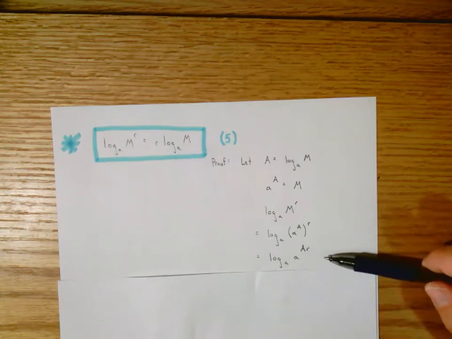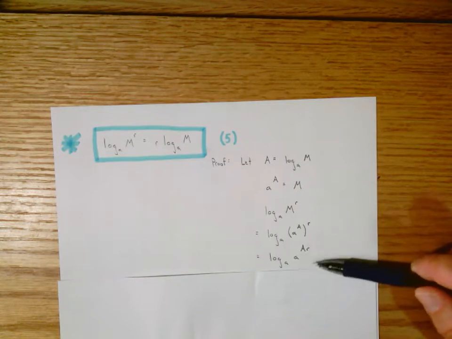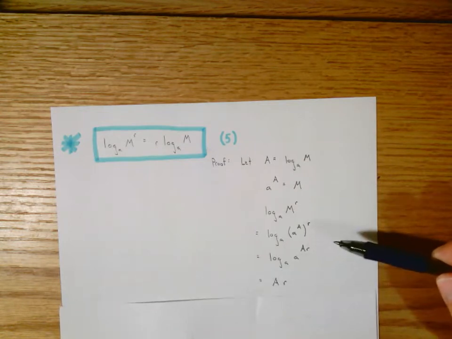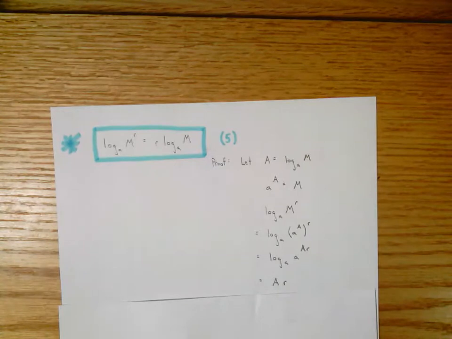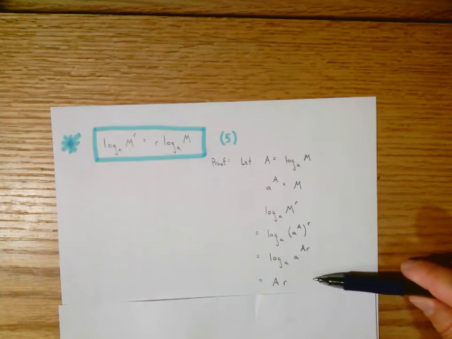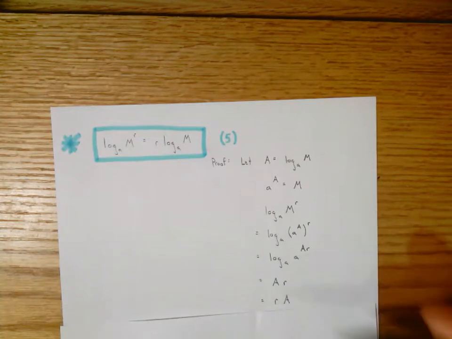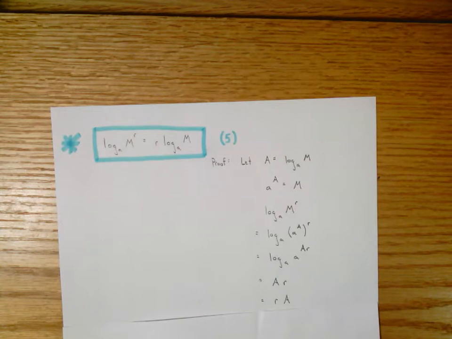When I look at this, I hope you guys are starting to now see your composition of inverse functions. You should now see that this is just worth capital A times R. That was our exponent from our logarithm. When I go to this A times R, I'm going to use the commutative property of multiplication and just write those two factors in the opposite order, R times A.